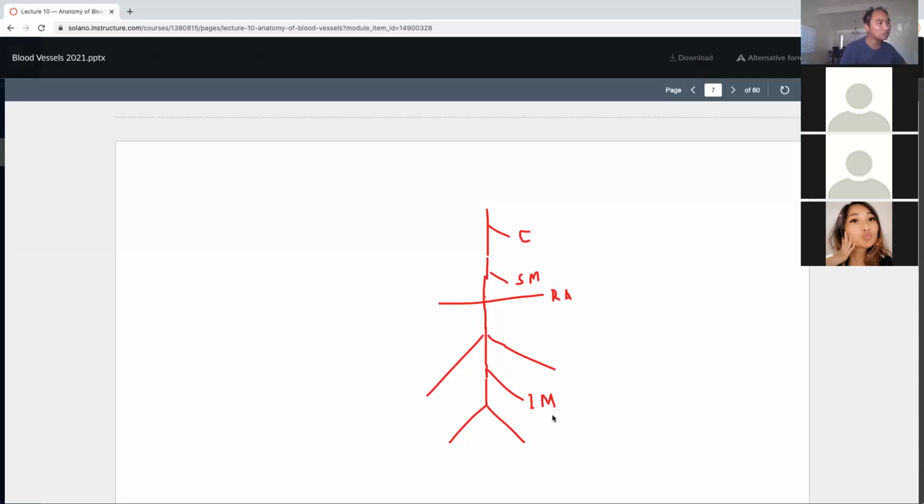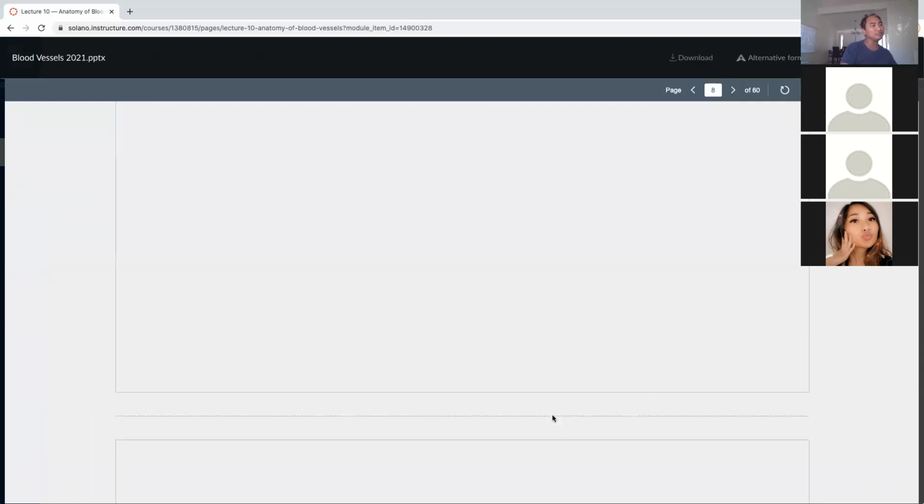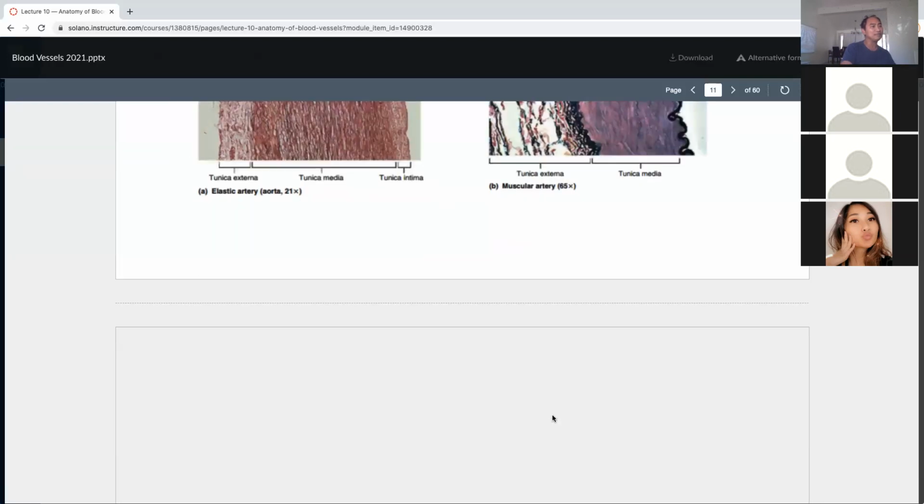So I'm just going to find these arteries here. We have the diagram there.